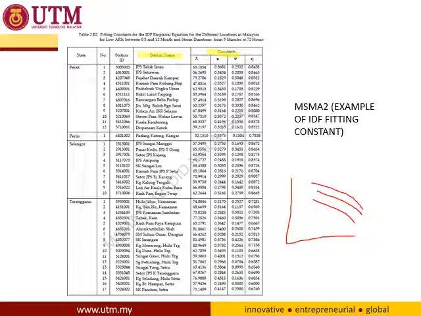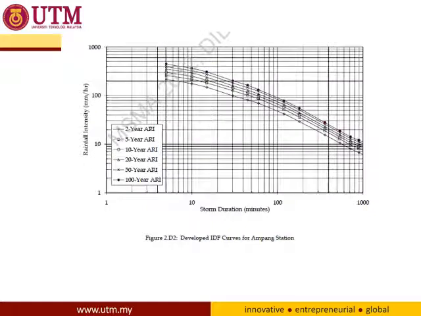For example, in Perak we have 12 stations, so in Perak we will have 12 IDF curves. In Perlis there is only one IDF curve. In Selangor we have 10 IDF curves, depending on the location. Okay, so this is an example of an IDF curve in Ampang, using data from the Ampang rainfall station.